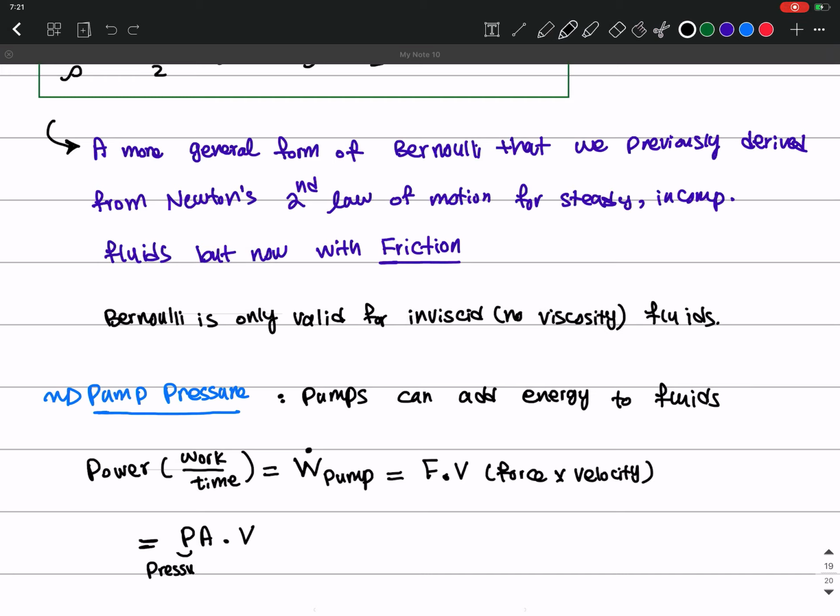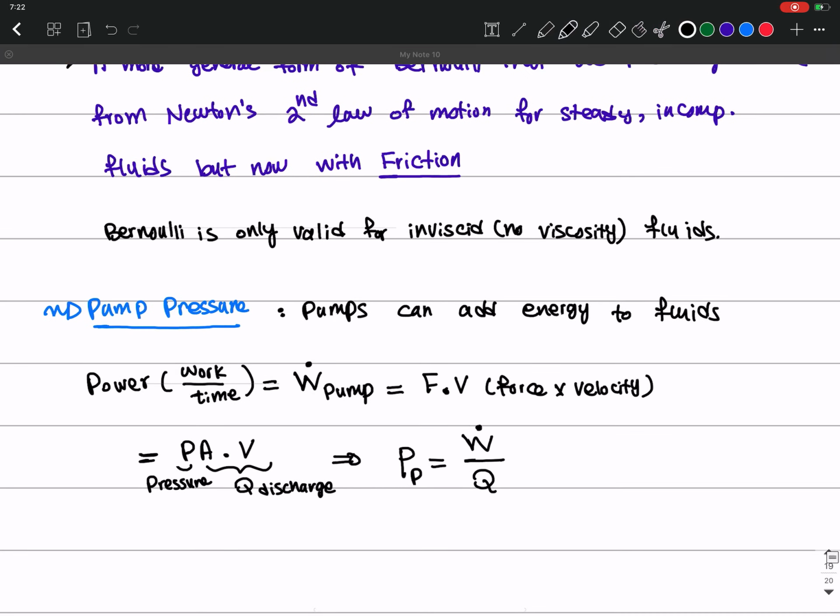This is pressure, this is not power, don't confuse that. And now, interestingly, A times V is going to be Q, or discharge, right? We had it as well before. So the power of the pump, which some problems just give you, is W dot. Sorry, this is not power, this is the pressure, the pump pressure, okay, it is going to be W dot over Q. So this is pump pressure.